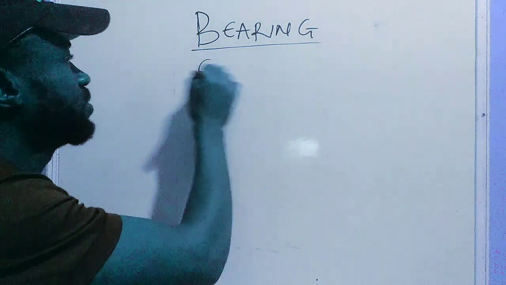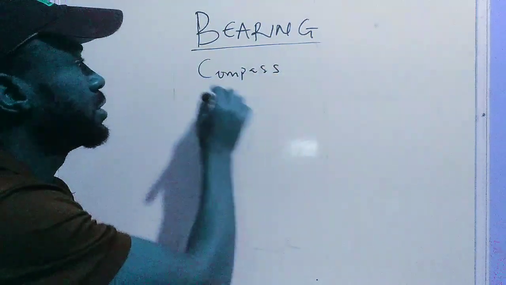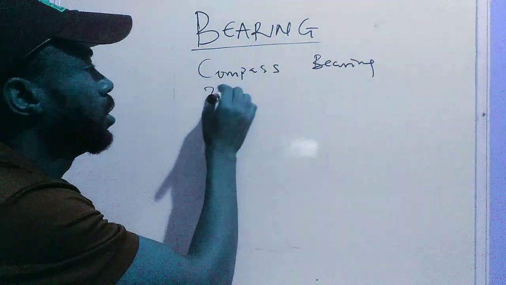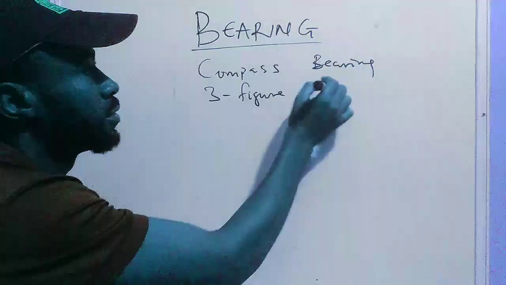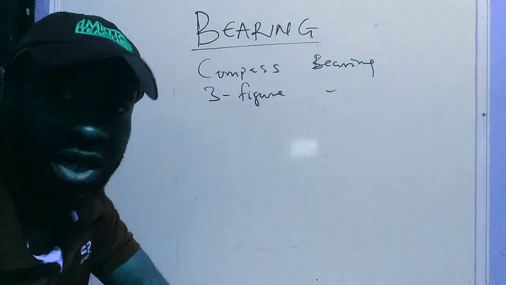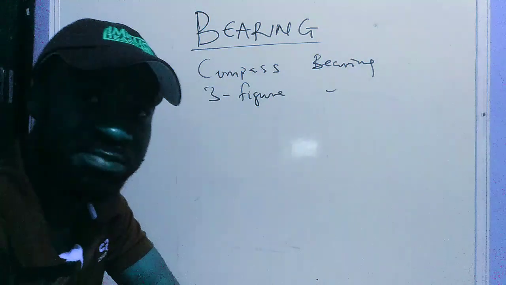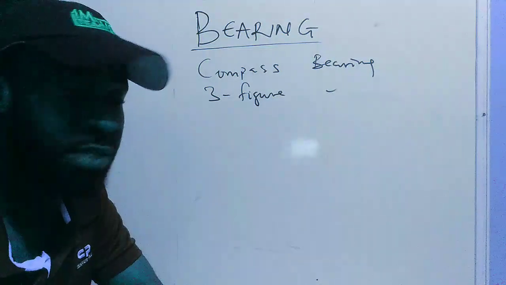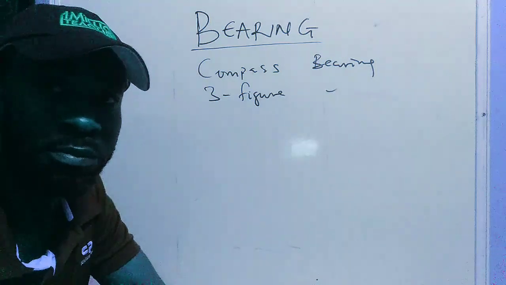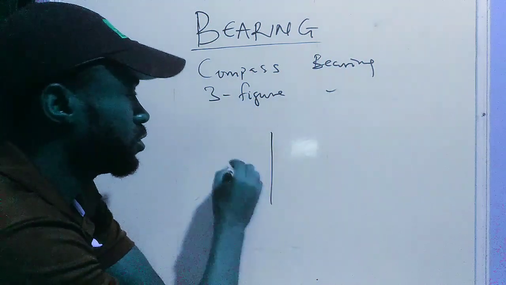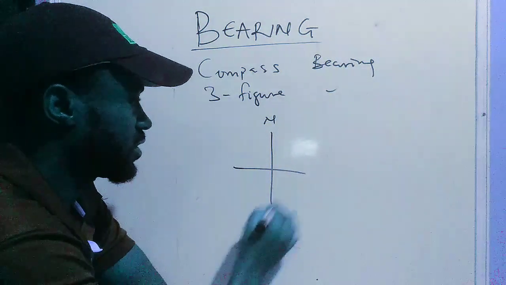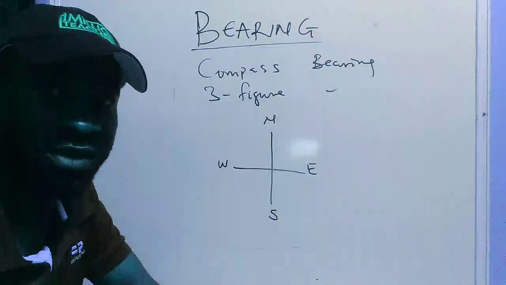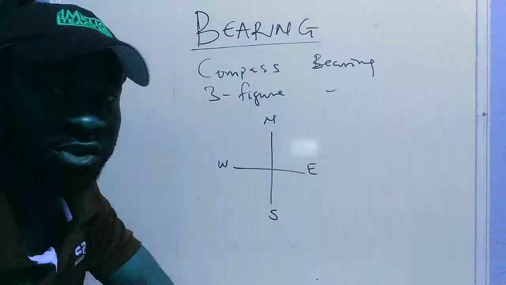We have the compass bearing and the three-digit bearing, or you can call it three-figure bearing. So these are the two types of bearing we have. Now I'm going to try as much as possible to explain these two bearings within this short limited time. Both bearings make use of the four cardinal points: north, south, east, and west. Both make use of these because this is what gives us direction.